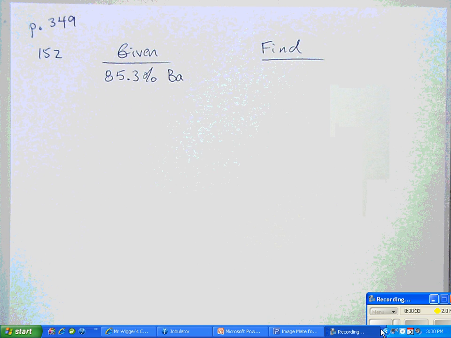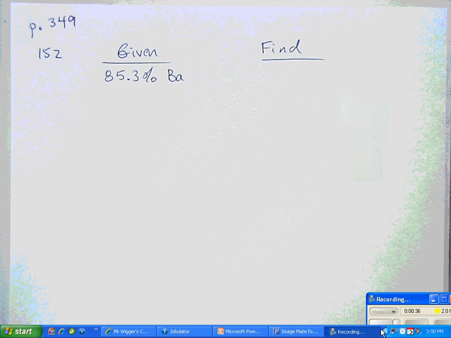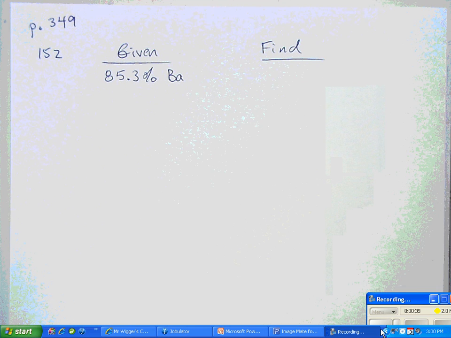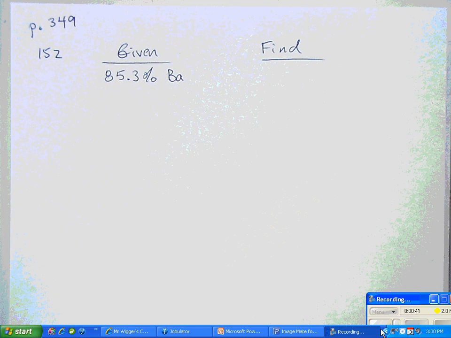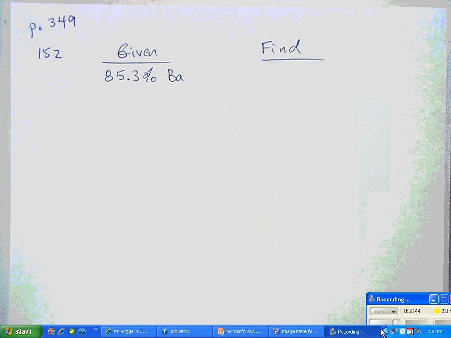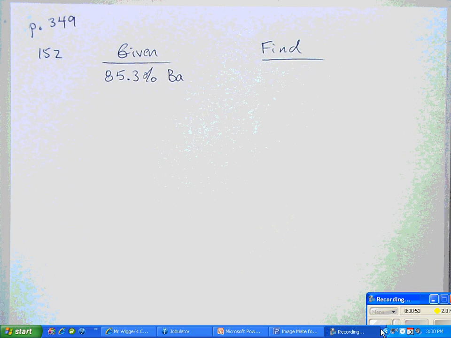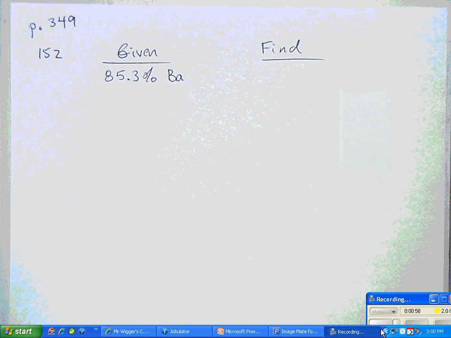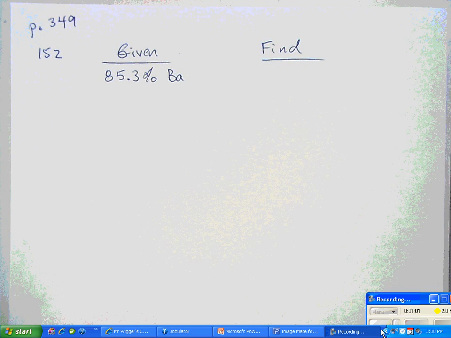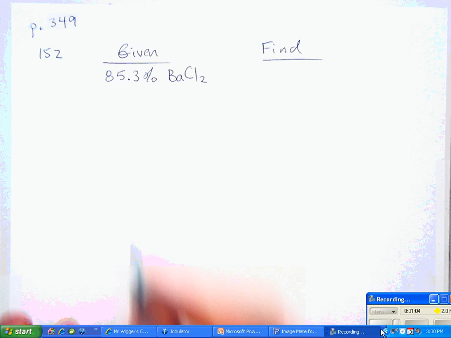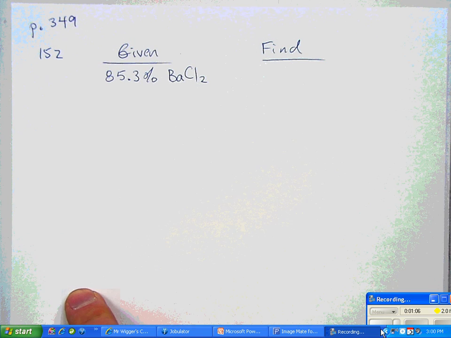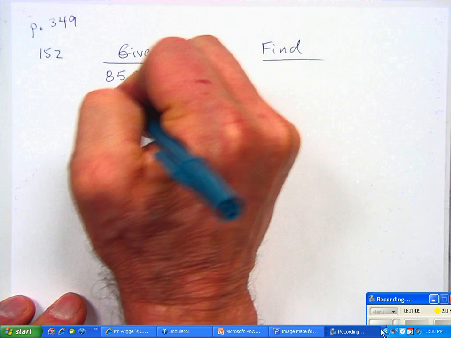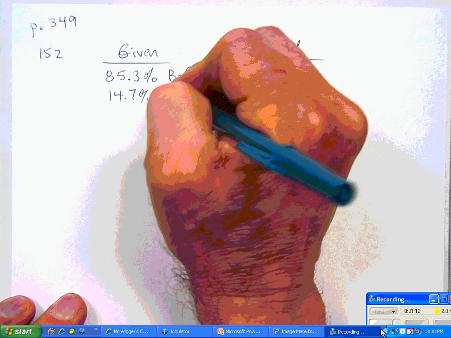Barium is number 56, so what's its charge? 2 plus, excellent, because it's in column 2. And what is the charge on the chloride ion? 1 minus. Why is it 1 minus? Column 17. Okay, so how many chloride ions do we need to match the 2 charges from the barium? 2 of them. Perfect. So this is going to be Cl2. All right, and our percentage for water is 14.7. And this is our H2O.